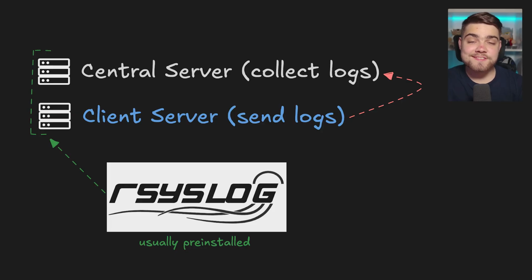So we need 3 things to start. We'll need 2 servers, one server to collect our logs onto, we'll call this one the central server, and then one client server to send our logs from. You could also have multiple of these as well though. We also need Rsyslog installed on all of these servers, but luckily this comes pre-installed with most Linux distros. I'll be using Ubuntu on both of mine.